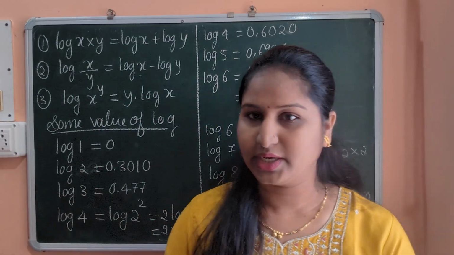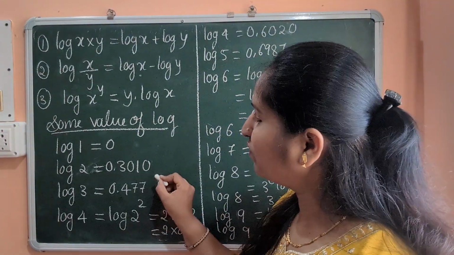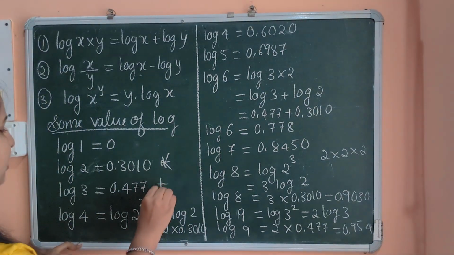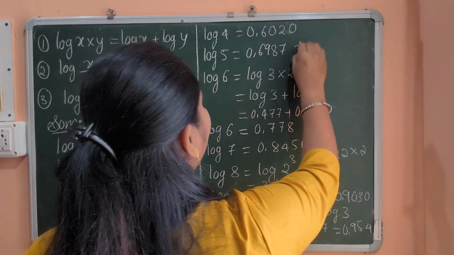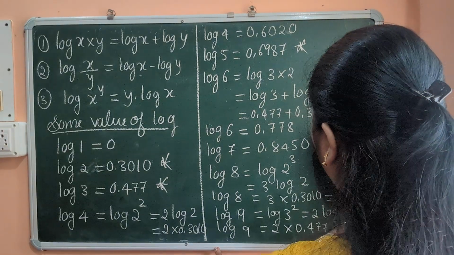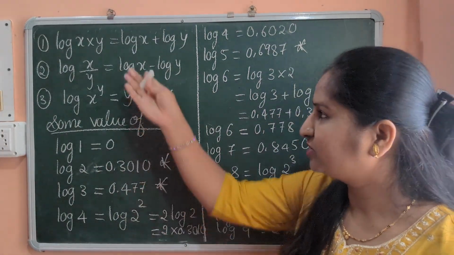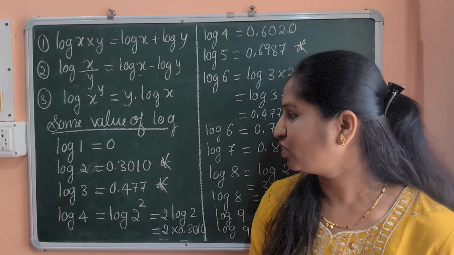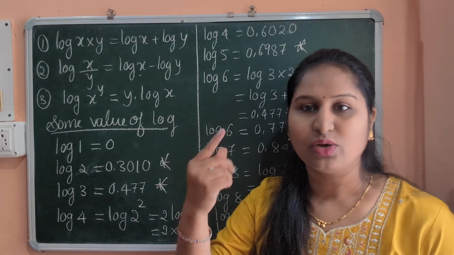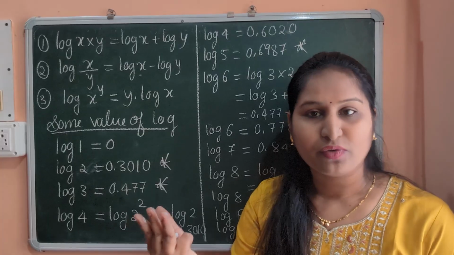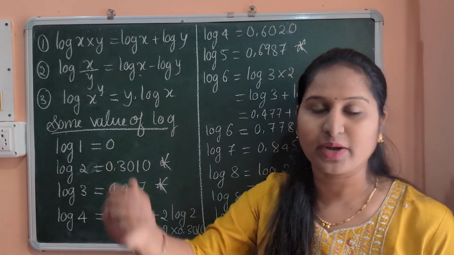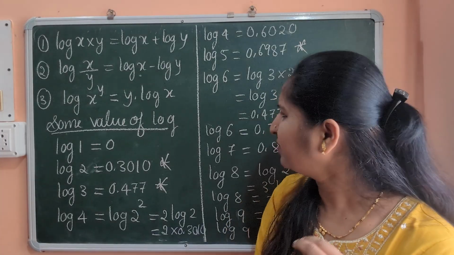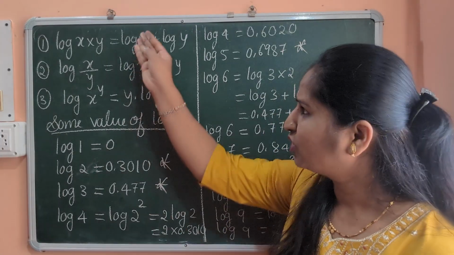It is very important to know the values of log 2. You should know by heart the log 2 value, log 3 value, log 5, and log 7. Other than these, you can calculate using these formulas itself. From those 4 values, you can calculate the log of any of the other numbers up to 10. It will become easier to solve using these formulas.